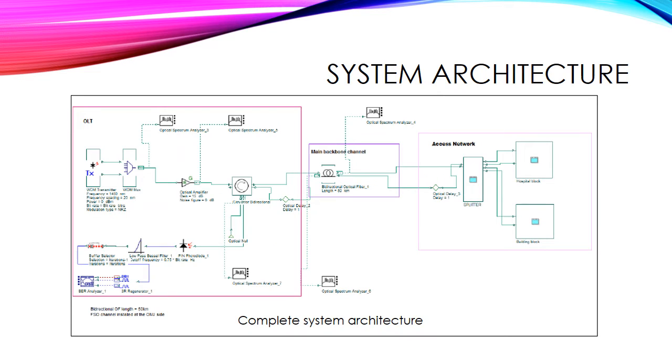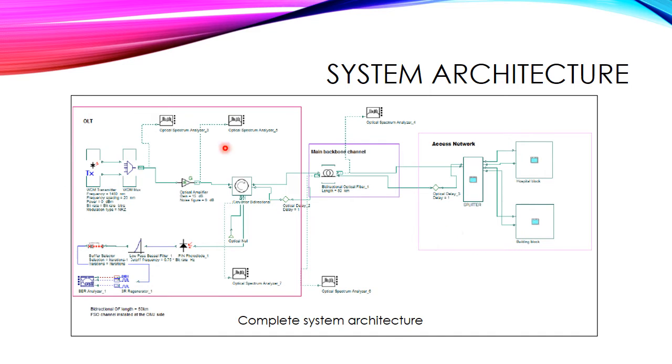Okay, so the next slide is system architecture. This is the complete system architecture of this work. You can see 3 sections. This part is known as optical line terminal, and this is the backbone channel, and this is the access or the last mile network. And you can see we have taken 2 areas. One is hospital block, another is building block.